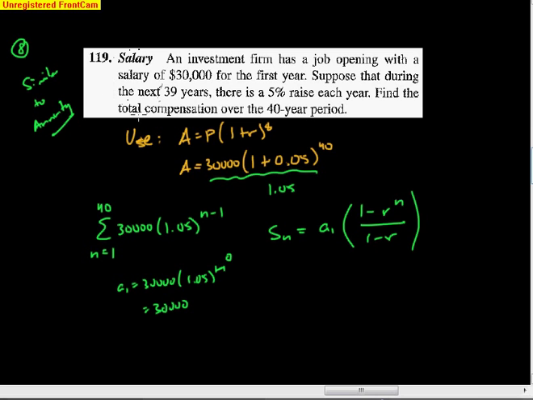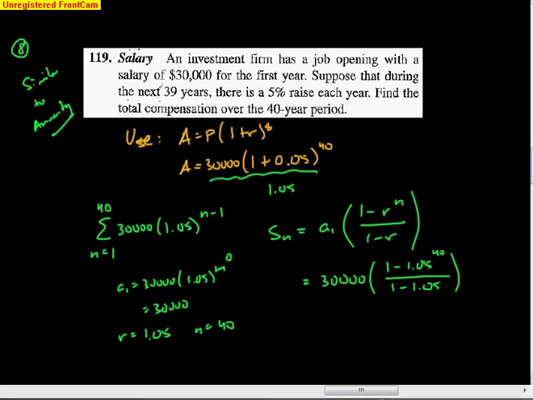Okay. Next, your r is going to be the base of the exponent, 1.05. And your n is your number of terms. Again, we're going 1 to 40. That's 40. 40 minus 1 is 39, add 1 is 40. So now I plug this into my formula. My A sub 1 is 30,000, times 1 minus 1.05 to the 40, all over 1 minus 1.05.